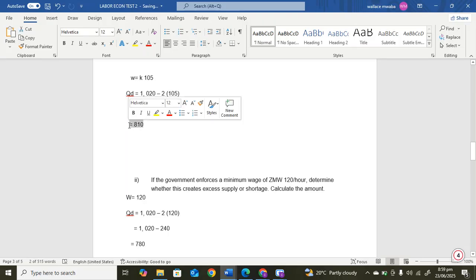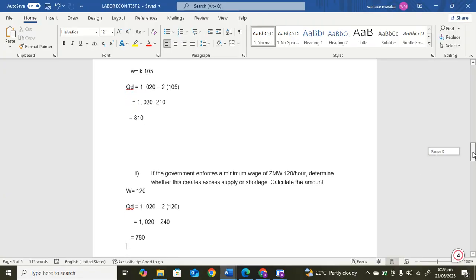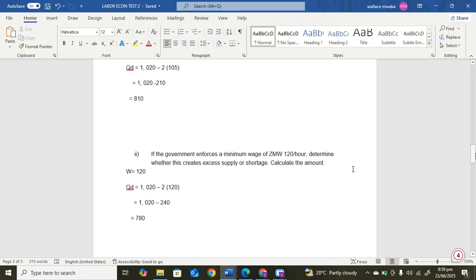So as we can see, colleagues, initially when the wage rate was 105, the number of workers demanded was 810. Now the wage rate has gone to 120. Quantity demanded of workers has reduced because it's expensive for firms.